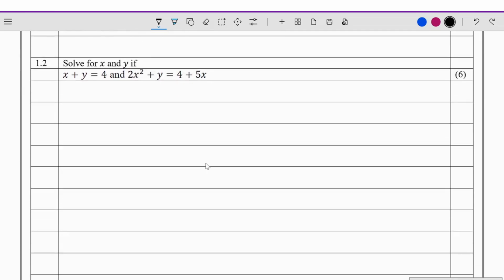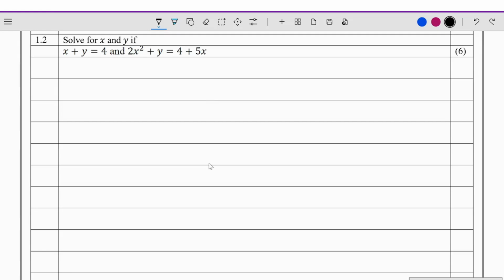Now 1.2, we have to solve for the values of x and y. This is our simultaneous equation. So we have two equations here. Equation 1 is given by x plus y equal to 4. Equation 2 is given by 2x squared plus y equals 4 plus 5x. So we must solve for the values of x and y.